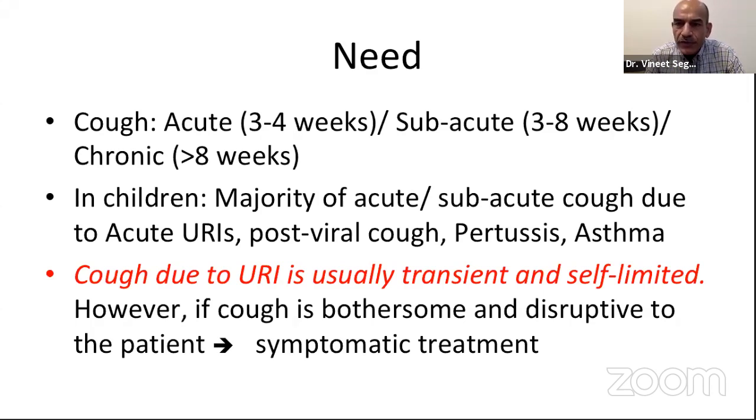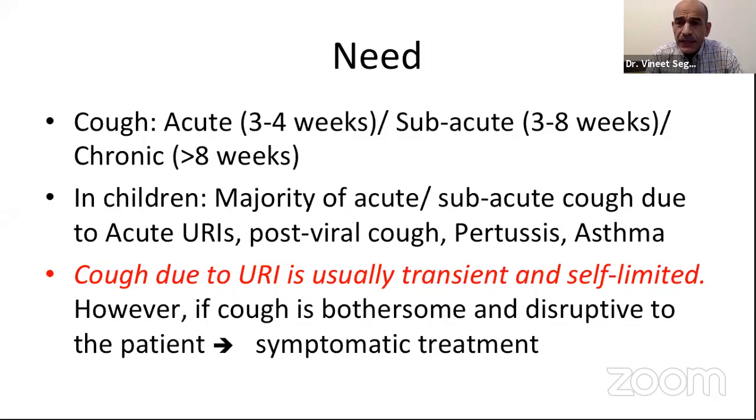The acute coughs, the vast majority, I would say more than 90% in children, would be viral URI related. Or if they are slightly prolonged, they are what we call a post-viral cough, occasionally pertussis. Asthma, sometimes yes, but then asthma obviously needs a definitive treatment, a bronchodilator. So we will not talk about it. We will limit ourselves to an acute cough, which is usually viral URI related.